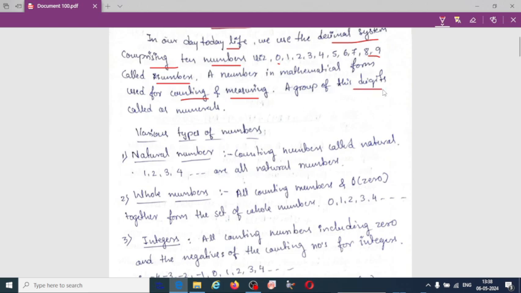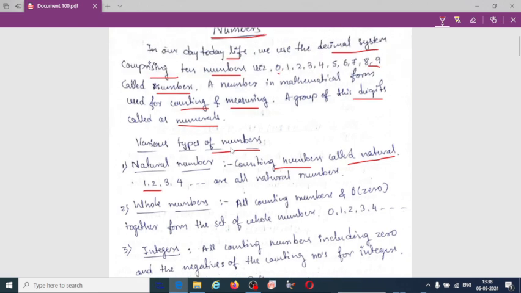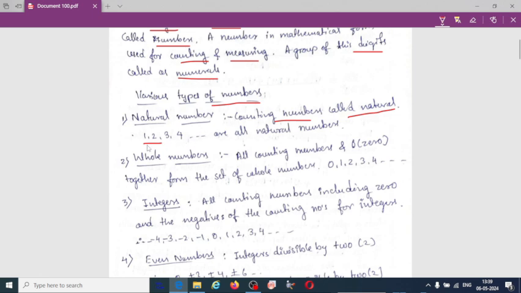A group of these digits is called numerals. Various types of numbers are there. First, natural numbers: counting numbers are called natural numbers. You can just count them, 1 to 9 and so on, not only up to 9, but you can start with 1, 2, 3, 4. Zero is not included in natural numbers. Natural numbers start from 1, 2, 3, 4 and so on.